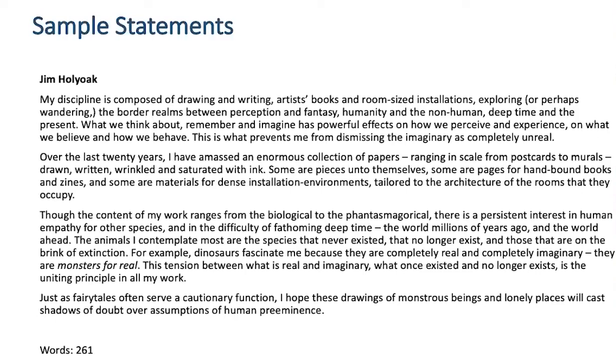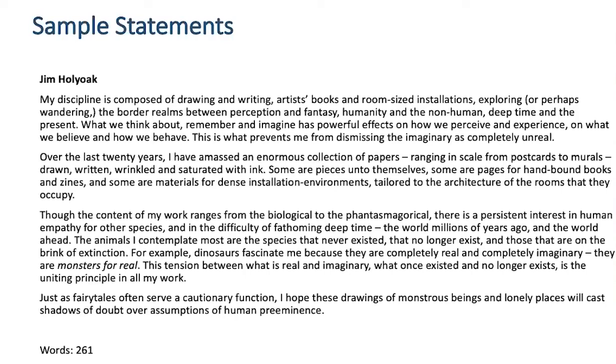Over the last 20 years, I have amassed an enormous collection of papers, ranging in scale from postcards to murals, drawn, written, wrinkled, and saturated with ink. Some are pieces unto themselves, some are pages for hand-bound books and zines, and some are materials for dense installation environments, tailored to the architecture of the rooms that they occupy. The content of my work ranges from the biographical to the phantasmagorical, there's a persistent interest in human empathy for other species, and in the difficulty of fathoming deep time, the world millions of years ago, and the world ahead.